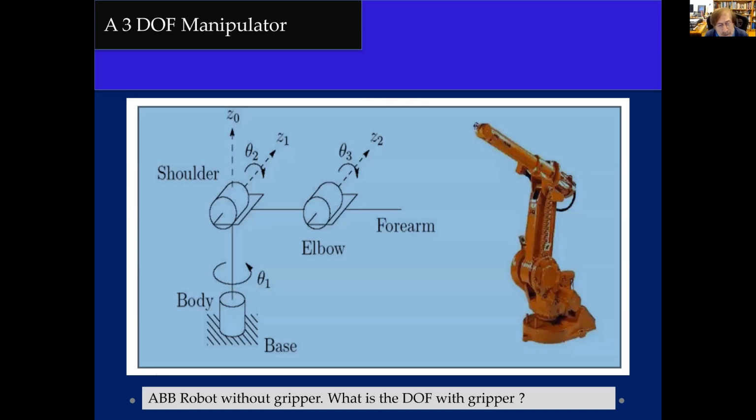Now we just entered another new term, which is very important in defining robots. DOF. DOF is a term which is formed by three words: degree of, or degrees of freedom.